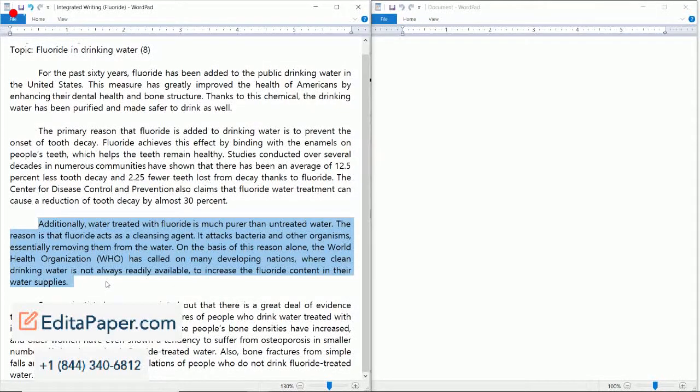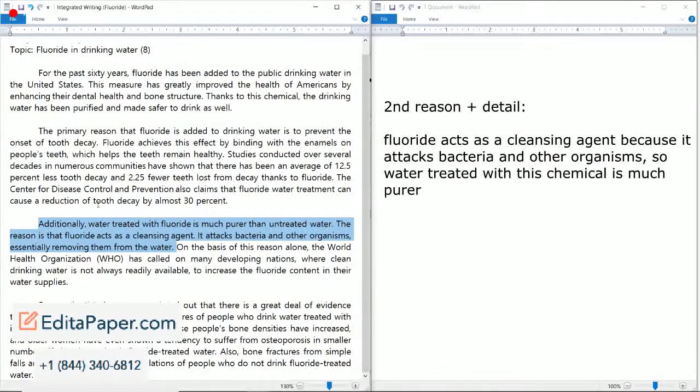Additionally, water treated with fluoride is much purer than untreated water. The reason is that fluoride acts as a cleansing agent. It attacks bacteria and other organisms, essentially removing them from the water. Okay, so that's all I'm going to use for the second body paragraph. And I'm going to paraphrase it like this. Fluoride acts as a cleansing agent due to the fact that it attacks bacteria and other organisms, meaning that water which is purified, or water which is treated with this chemical, tends to be much purer.